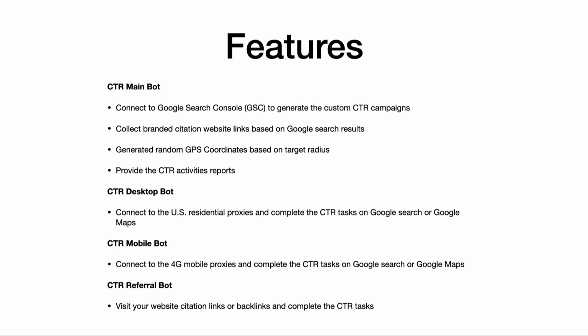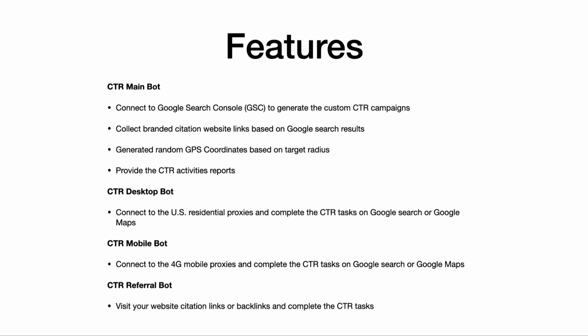Basically, you can assign a different proxy. For my campaign, I assigned a US residential proxy to the desktop bot. So every time the bot needs to complete a desktop CTR task, it will connect to the residential proxy first, and then do the rest. It will complete the task either from Google search or from Google Maps.